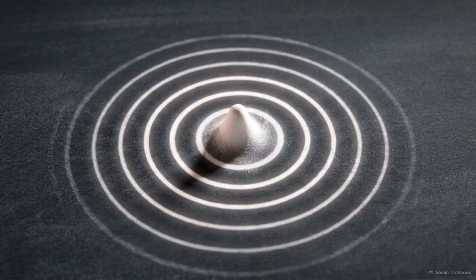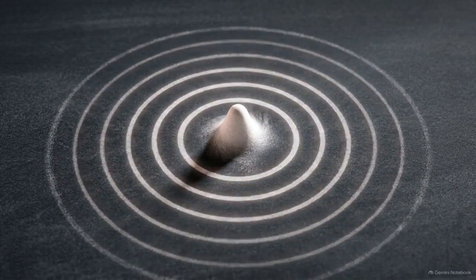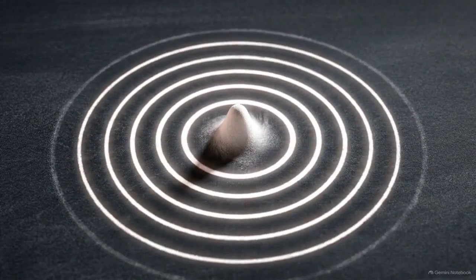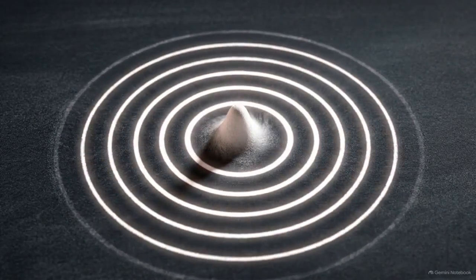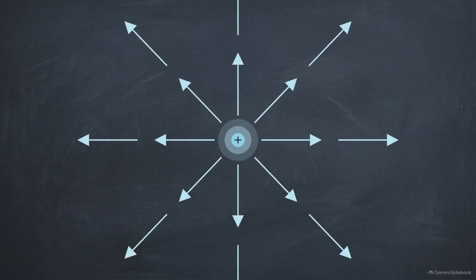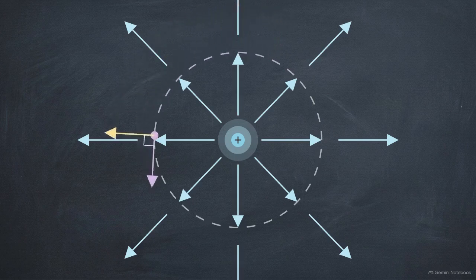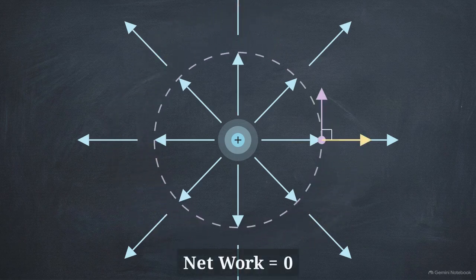If you place a single isolated charge in a void, the electric field it radiates is stable. It pushes outward with total, unchanging symmetry. The defining rule of this classic static field is that it is conservative. If you force a test charge to move through this field in a complete circle, returning to where it started, the net work required is zero.